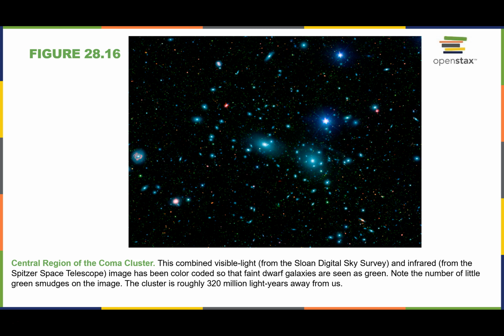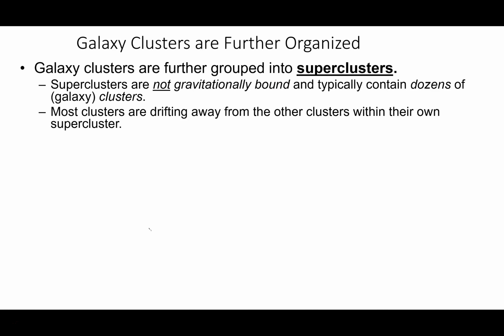This is looking at a cluster in different wavelengths, using the Spitzer Space Telescope. I like visible light; this is infrared. I mentioned on here that galaxy clusters are grouped together. This is the Local Group, that's the galaxy cluster, and the clusters are grouped together in superclusters. That's what I'm going to talk about next. Notice this says that the clusters of galaxies are not gravitationally associated with each other.